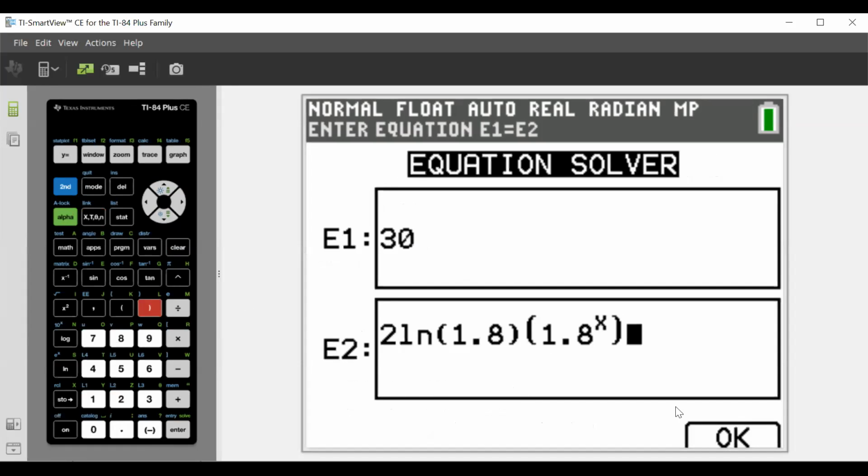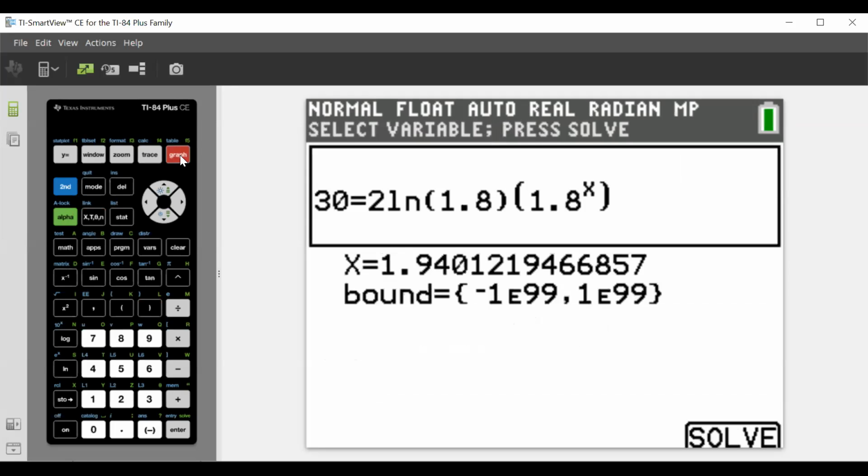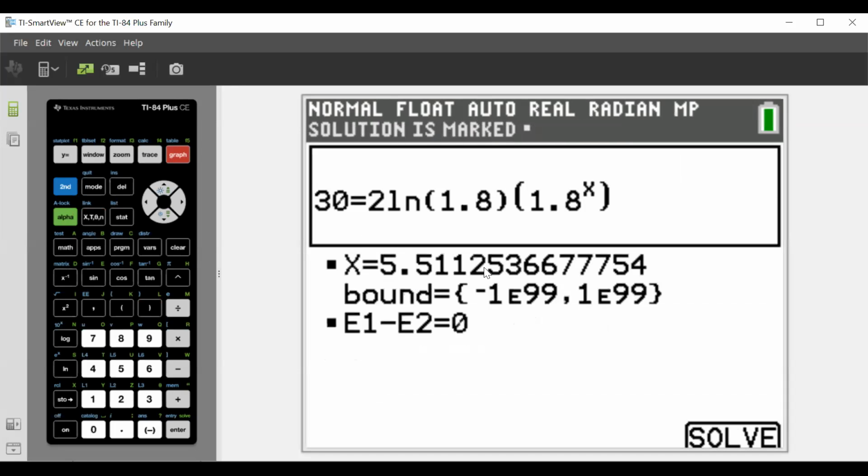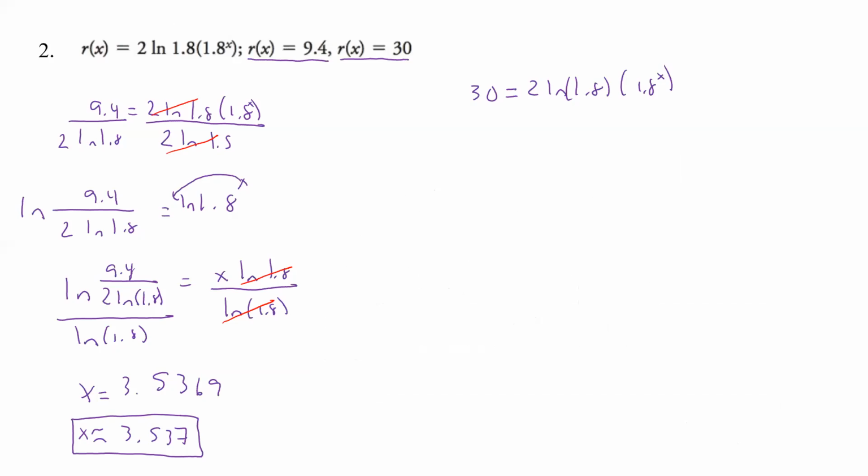And so then to get the solution, what we have to hit is graph, because this screen over here is on top of this really. So we hit graph, and then we hit graph again to solve, and we get this solution. So we get 5.511 and then 25. Okay, so that's going to be our solution for when it was 30. And so here x is equal to 5.5112, or x is approximately 5.511 if we do 3 decimal places.